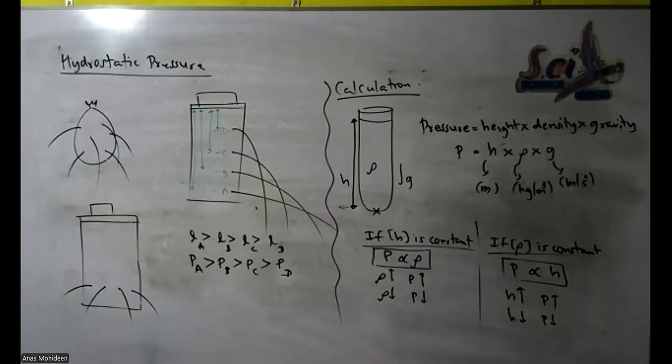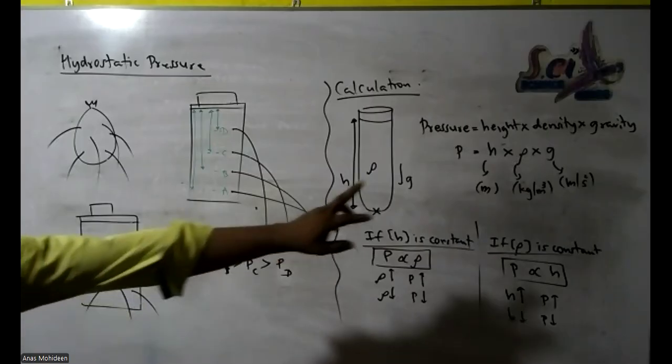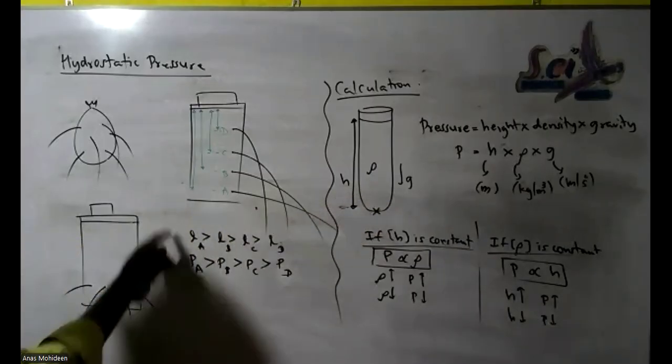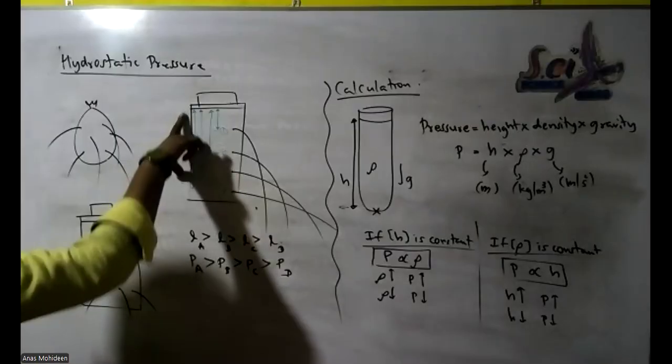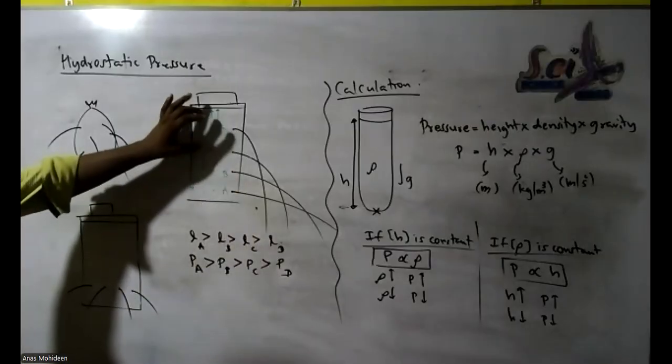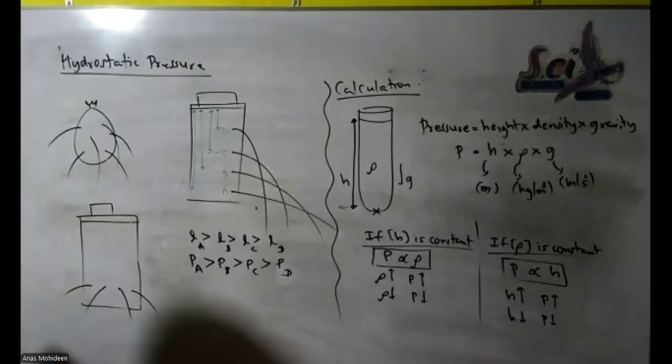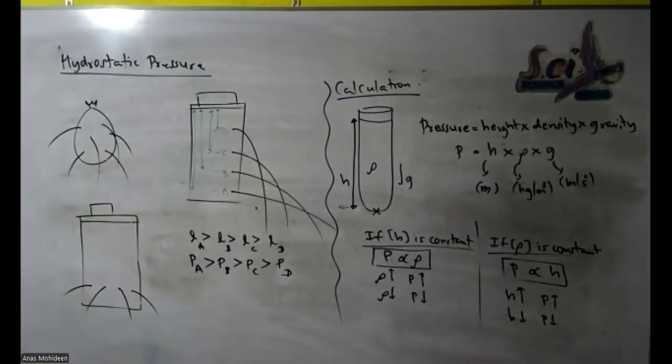Sir, excuse me, sir. What are L and P? In the first one, L is the length of A, length of B, length of C, length of D. Okay, P is the pressure. P is the pressure.